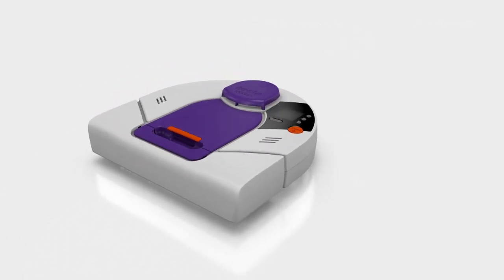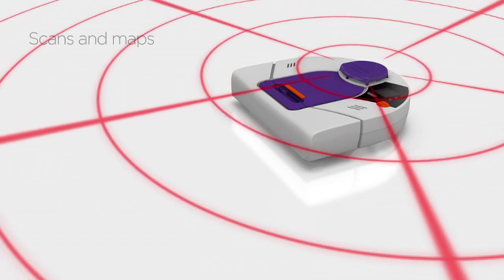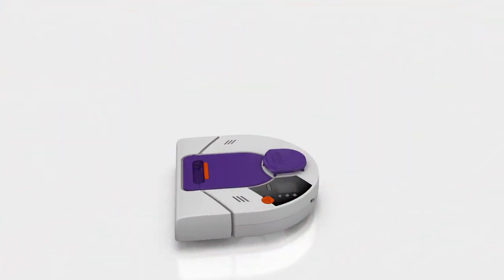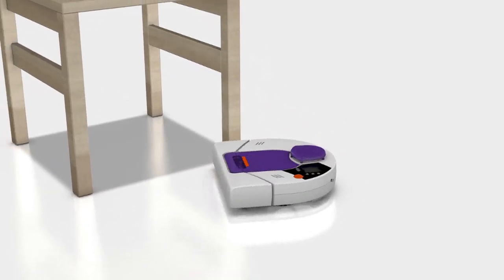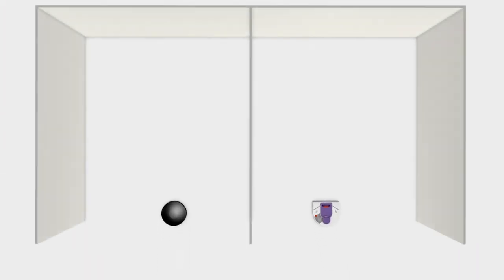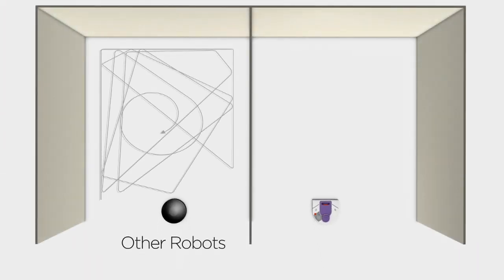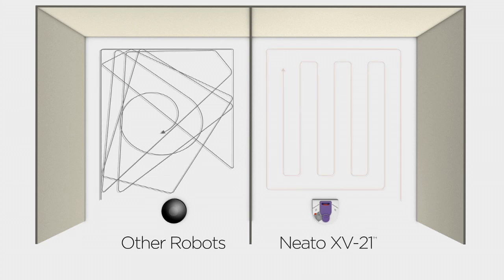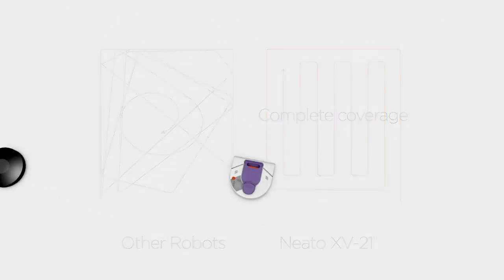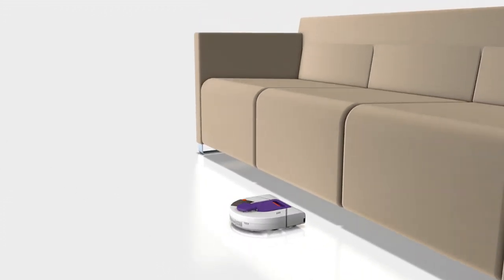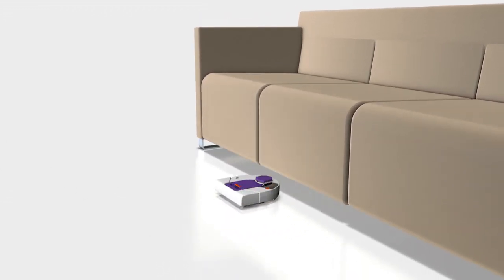The Neato XV-21 is as smart as it is strong. It scans a room, identifying walls and obstacles, then uses this map as it cleans the floor. Other robots navigate by bumping into things, so they move about randomly. But the Neato cleans in a methodical back and forth pattern that guarantees complete coverage. And Neato goes where upright vacuums can't, places where pet hair loves to hang out.